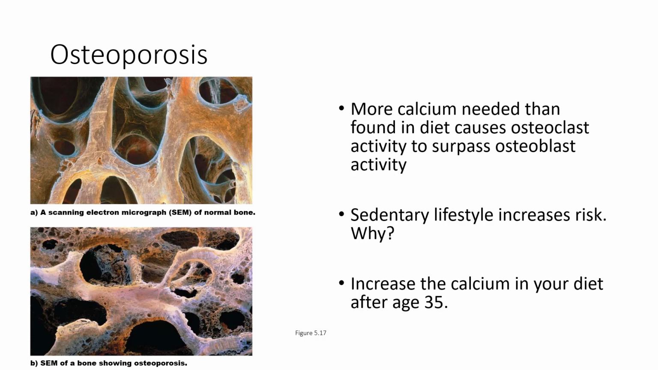Let's talk about some disorders and problems of the skeletal system. First off, osteoporosis. More calcium is often needed for the bones than is found in a diet poor in calcium. What this means is that osteoclasts are going to take calcium out of the bones if more calcium is needed in the body but is not being taken in with a diet.